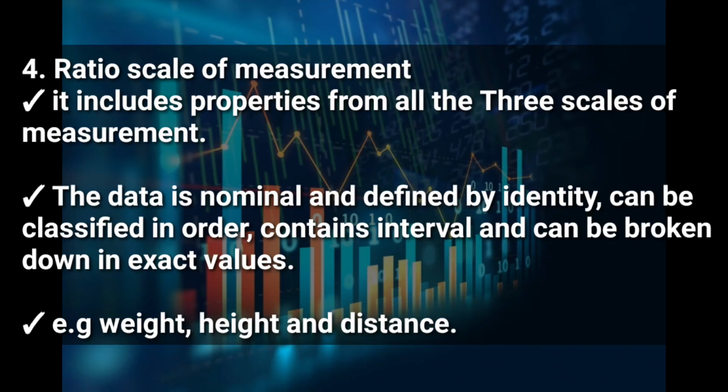An example is weight, height, and distance. There can be zero distance, but there is no zero height. There is no zero weight. Anything that has zero weight doesn't exist. So those are the examples of ratio scale of measurement: weight, height, and then distance. They can be categorized, ordered, there is an exact difference between the values, and they have a natural zero.